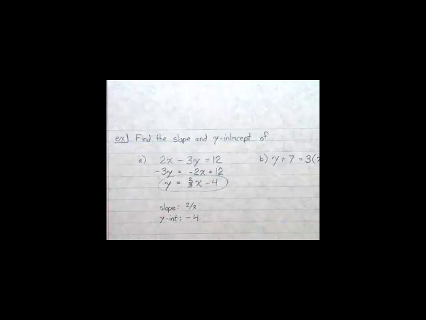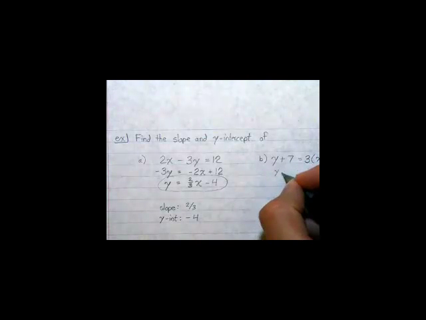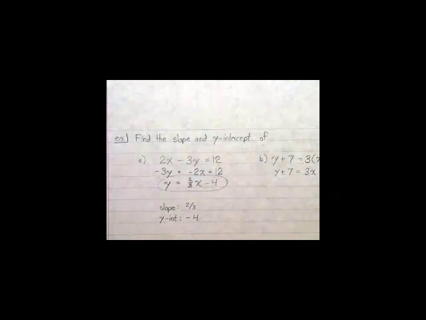So, the next one. Same goal on this one, right? Got to get it into slope-intercept form so we can read it off. Okay, so where shall I begin here? Okay, distribute the 3. Y plus 7 equals 3x minus 3. Okay. And then what? All right. So that would be minus 10. All right, so we're in slope-intercept form now.